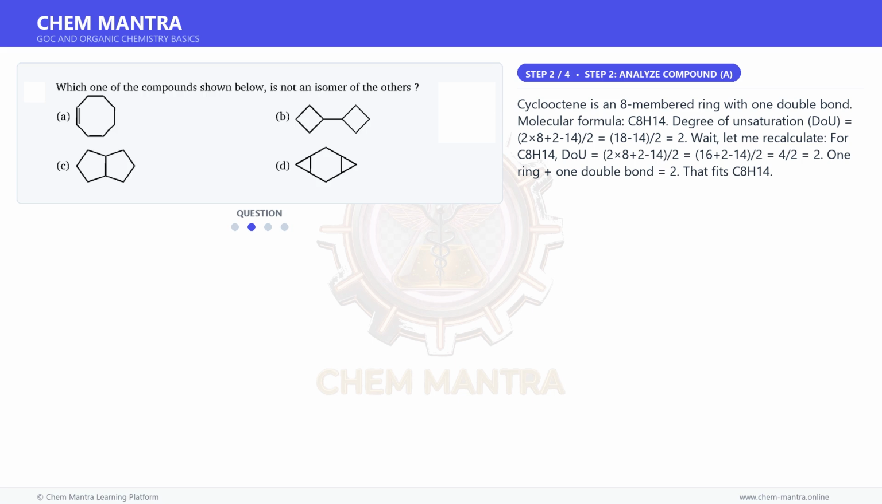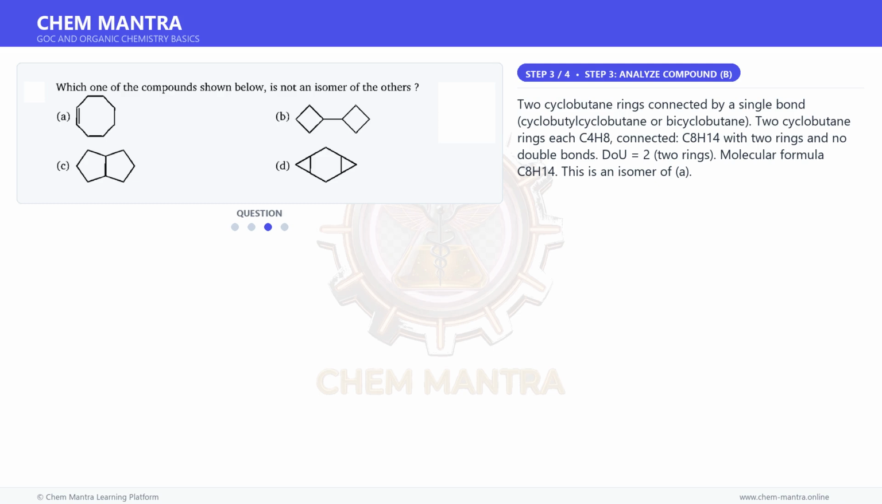Wait, let me recalculate. For C8H14, DU is equal to (2 times 8 plus 2 minus 14) divided by 2, which is 16 plus 2 minus 14, equals 4 divided by 2 equals 2. 1 ring plus 1 double bond is equal to 2. That fits C8H14. Moving on to the next step.